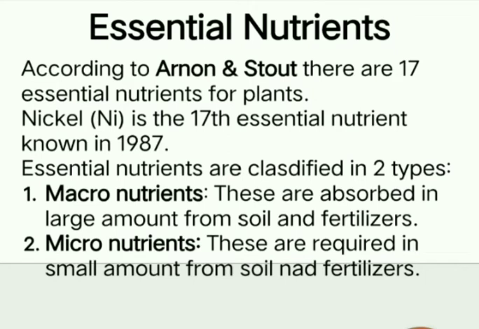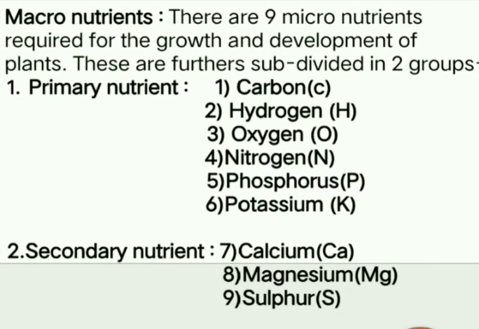Now, according to Arnon and Stout, there are 17 essential nutrients for plants. Nickel is the 17th essential nutrient, known in 1987. Essential nutrients are classified into two types. First, macronutrients, and second, micronutrients. Because macronutrients are absorbed in large amounts from soil and fertilizer, they are known as macronutrients. But micronutrients are required in small quantities from soil and fertilizer, so they are known as micronutrients.